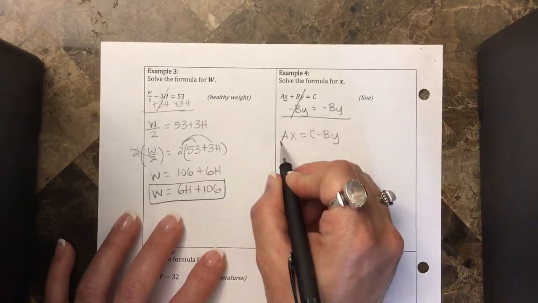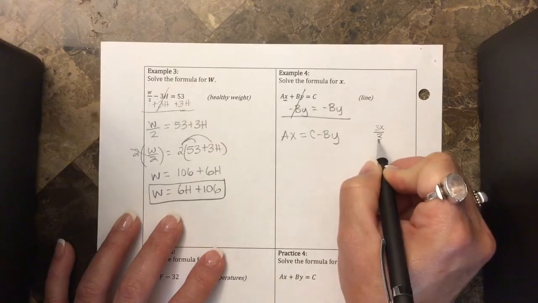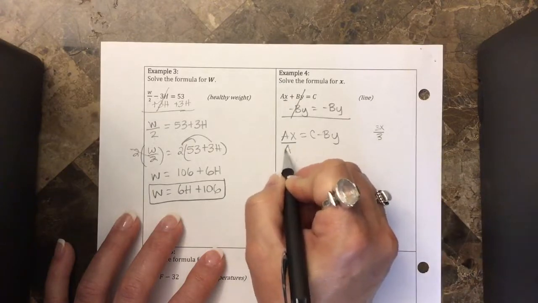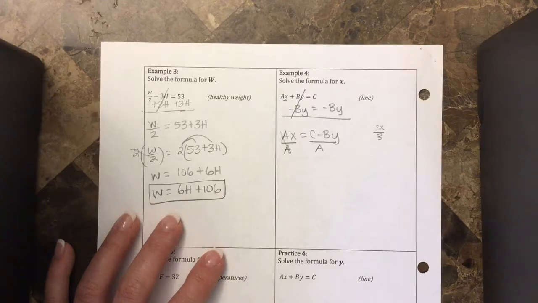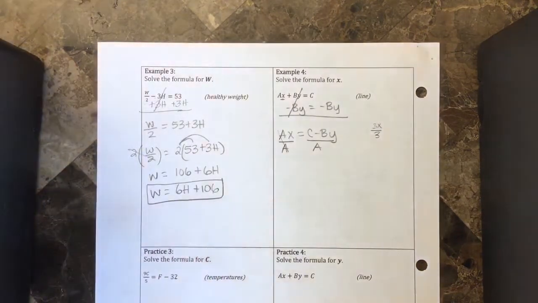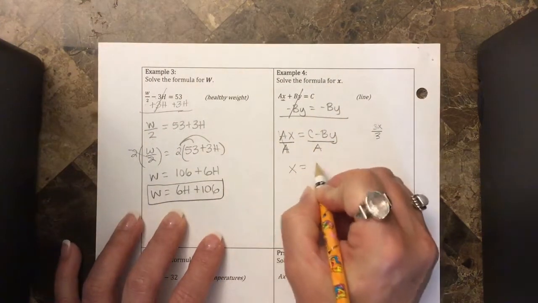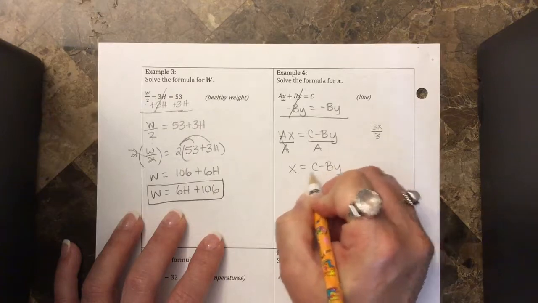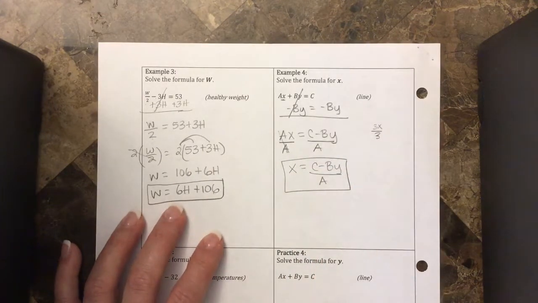X is being multiplied by A. Just like if you had a 3X, how would you get rid of the 3? You would divide by 3. Well, you would divide by A. It's the same kind of principle. Okay? And my pencil went out. Okay? So we have X is equal to C minus BY over A.